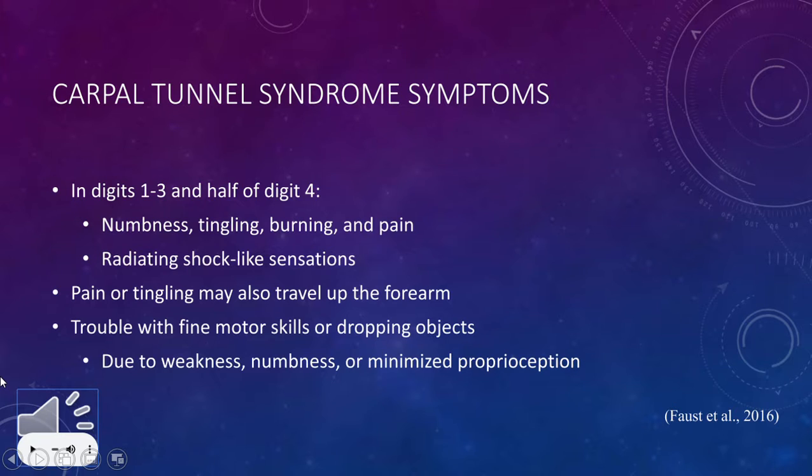Carpal tunnel syndrome involves compression of the median nerve and therefore will have similar symptoms as previously discussed. Just to reiterate, in digits 1 through 3 and half of digit 4, numbness, tingling, burning, and pain can occur, and an individual may also experience shock-like sensations in these extremities. This pain or tingling may also travel up the forearm. Symptoms can also be demonstrated by dropping objects due to fine motor skills deficits.